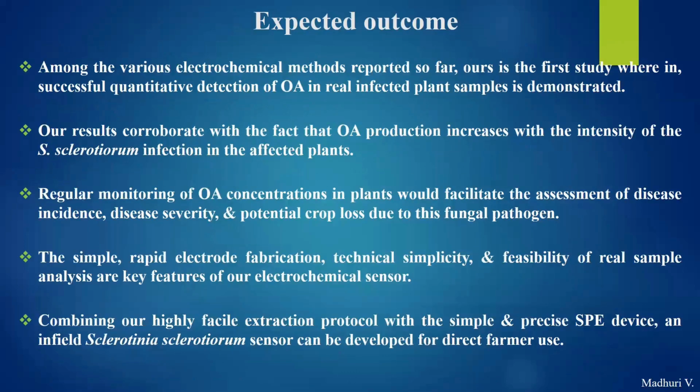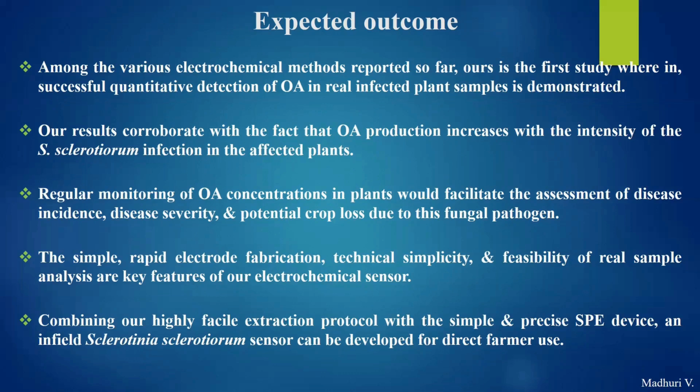Among the various electrochemical methods reported, quantitative determination of oxalic acid in real infected pea pods was demonstrated. The results can be used to correlate that oxalic acid production increases with the intensity of the infection in affected plants. So this served as an indirect measurement of knowing the intensity of the infection in plants by knowing the concentration of oxalic acid.